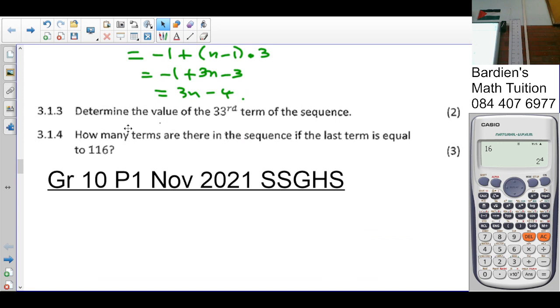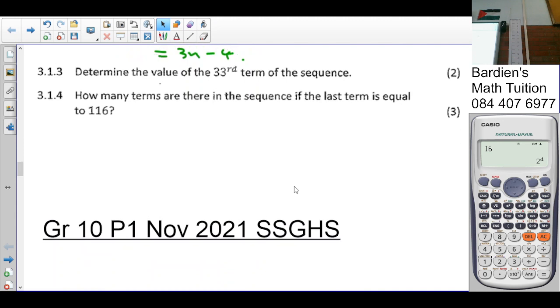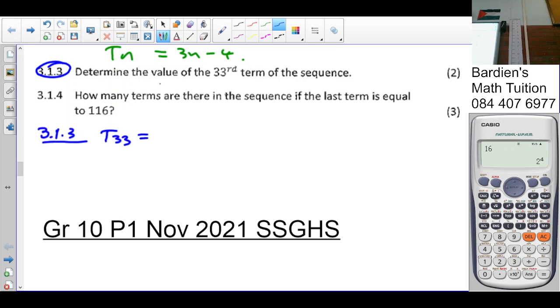The next question says, determine the value of the 33rd term of the sequence. So remember the general term, Tn, is equal to 3n minus 4. So it's simply going to be 3.1.3. The 33rd term, so T33 is equal to 3 times 33 minus 4. 3 times 33 is 99, not so? 99 minus 4 is 95.